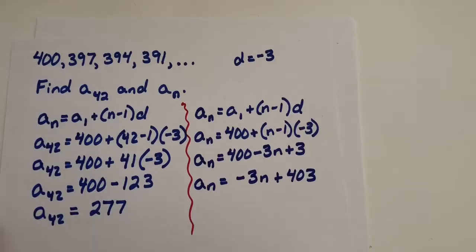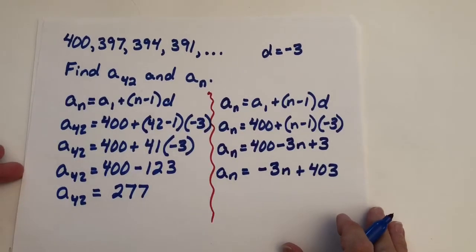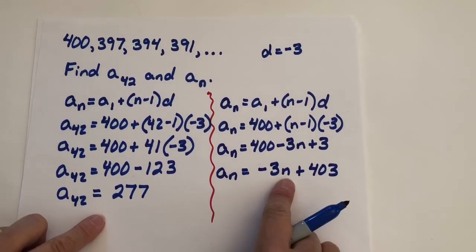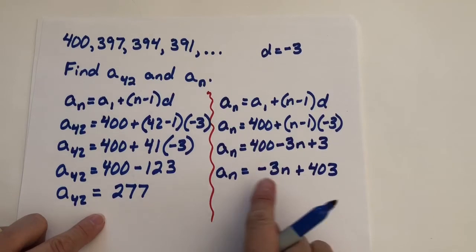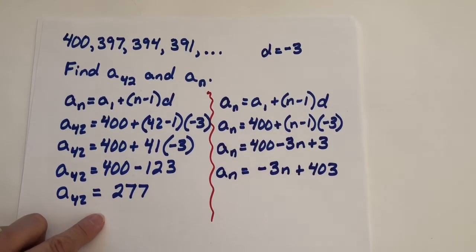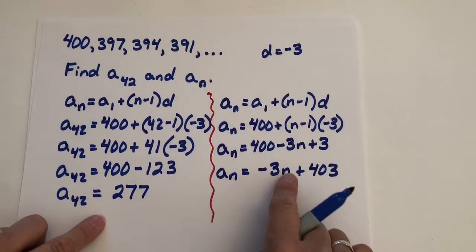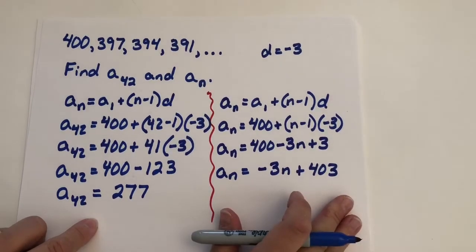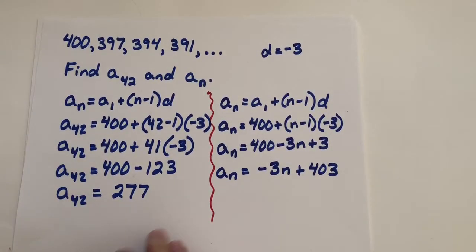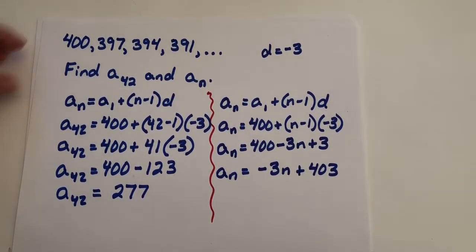And in fact, if I hadn't already found the 42nd term, I could just have put in 42 right here. You could put in any number you'd like. You need the 1000th term, put in a 1000 right here, and you'll find that term in this particular sequence. Let's continue.